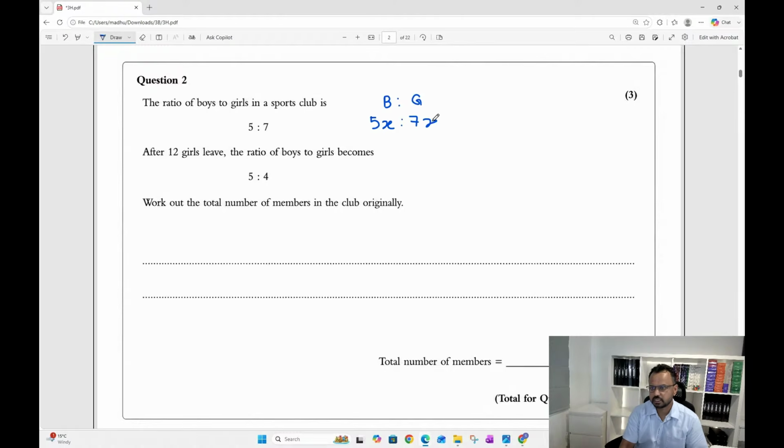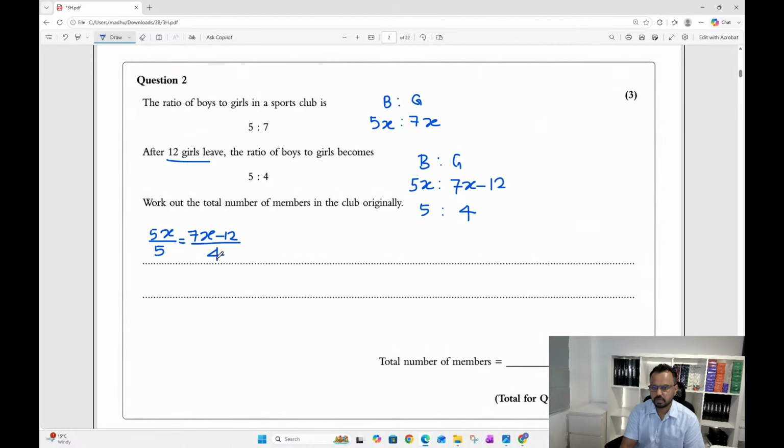It's 5x and 7x. After 12 girls leave, right? Okay, now what happens? The 5x number of boys stay the same, but 12 girls leave. So 7x take away 12. See, the girls leave the club. Now the ratio becomes 5:4. So the ratio from this to this and this to this are the same. So I can write 5x over 5 is equal to 7x take away 12 over 4.